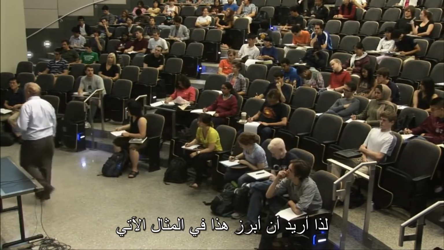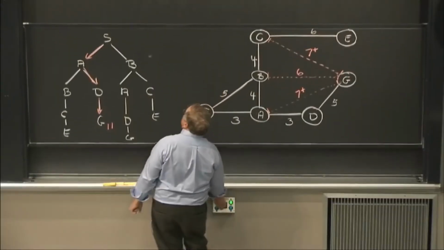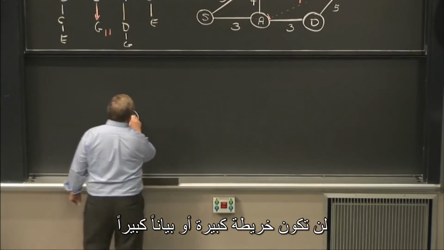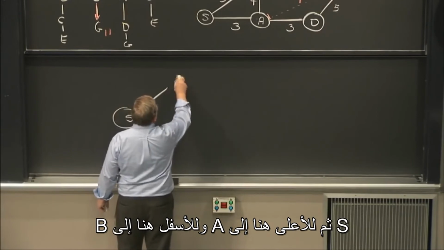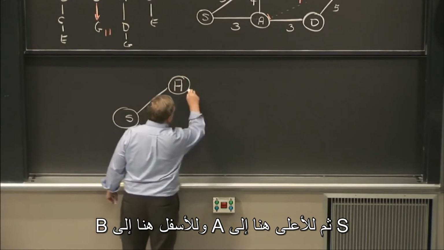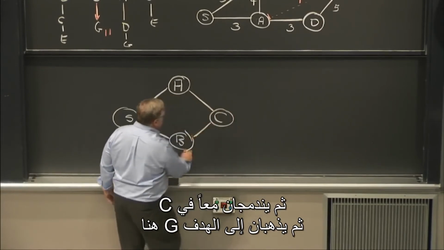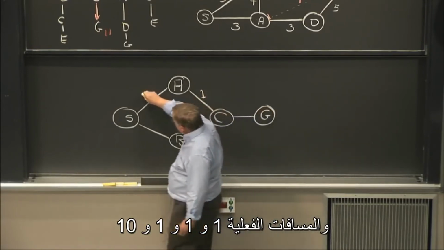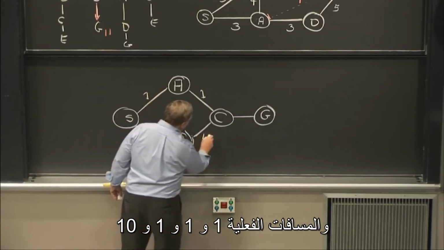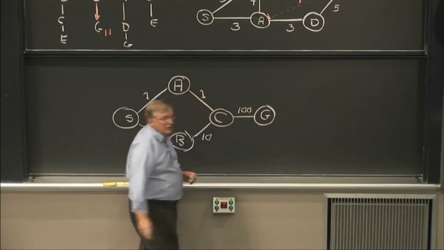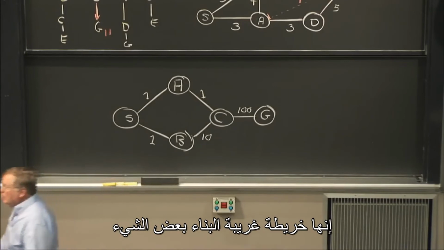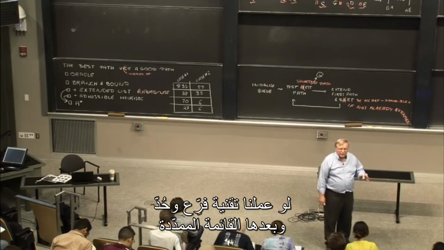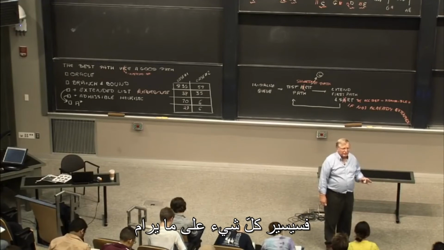So I'd like to illustrate that with the following example. It's not going to be a large map or a large graph. S can go up here to A or down here to B. Then they merge at C. And then they go out here to the goal G. And the actual distances are 1, 1, 1, and 10, and over here we'll make that 100. So it's a kind of oddly constructed map, but it's there because we need a pathological case to illustrate the idea. Now that's the actual distances, and if we did branch and bound with an extended list, everything would work just fine. But we're not.